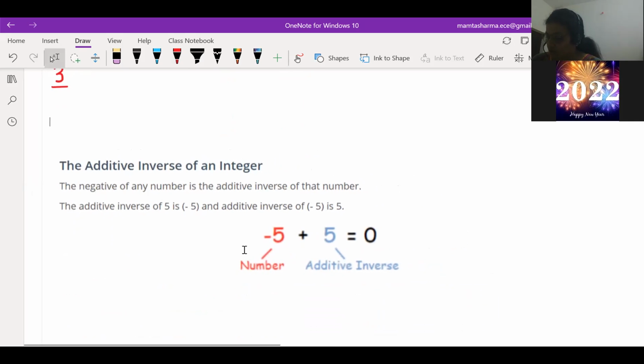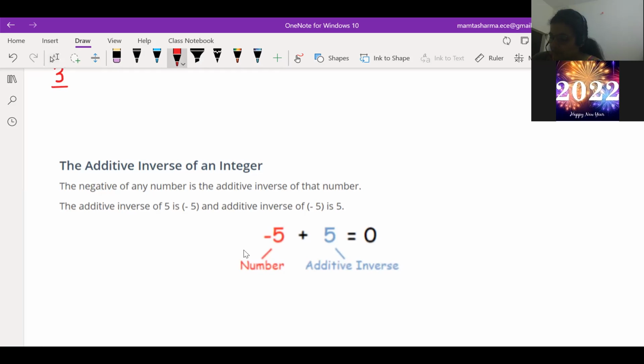For the additive inverse, we just have to change the sign. If it is plus, it will become minus. If it is minus, it will become plus. The number will remain the same, with the opposite sign.